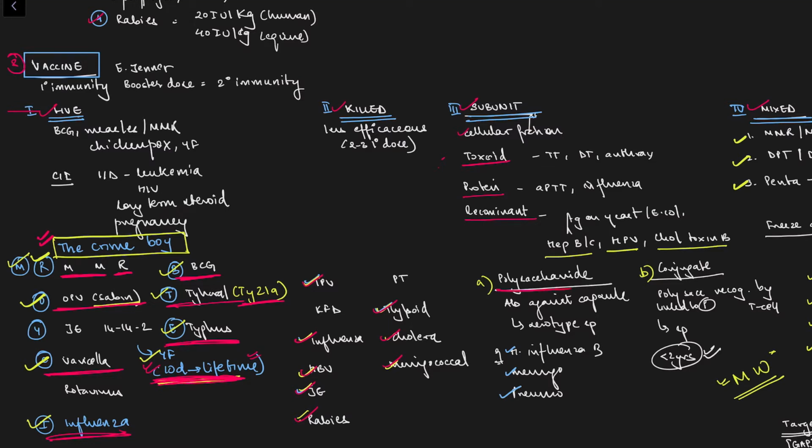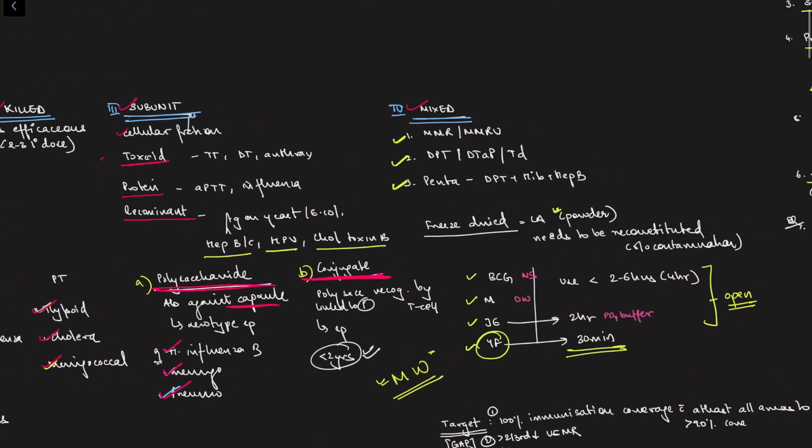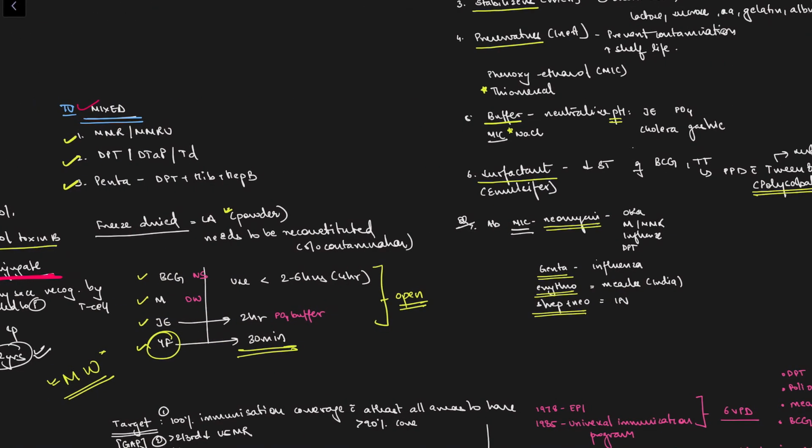Then they can be either a polysaccharide or a conjugate, right? So in polysaccharide, the antibodies are formed against the capsule, like we studied in micro, the encapsulated organisms like H. influenza B, meningococcus, and pneumococcus. Then mixed vaccines, they are mixed together, like given together, like MMR, right? Which is given in the schedule. DPT, Penta, that consists of DPT, HIB, and Hep B.